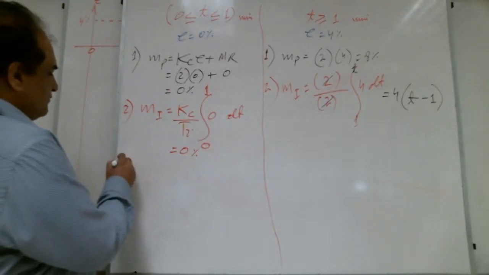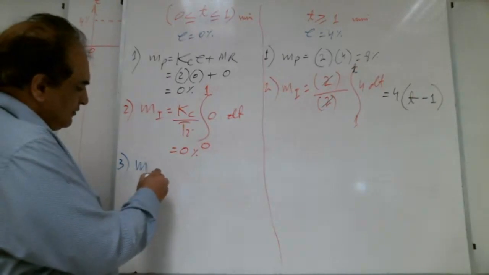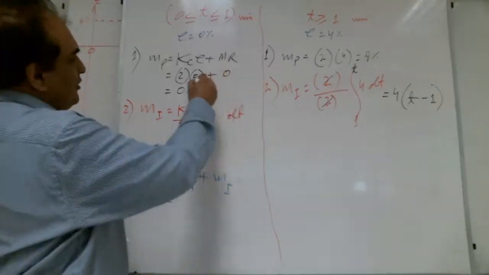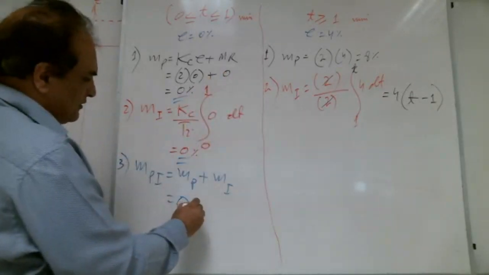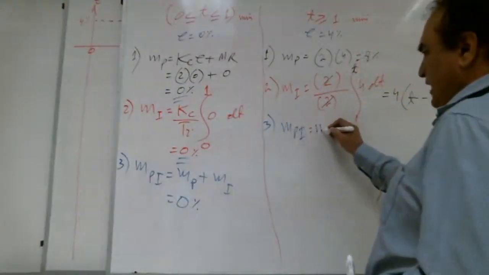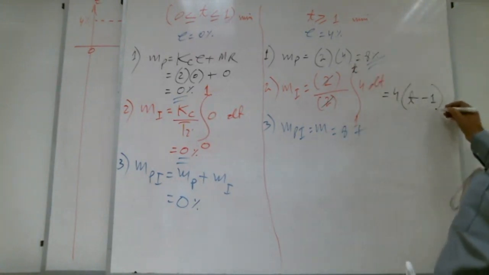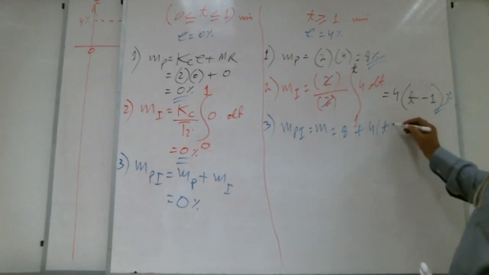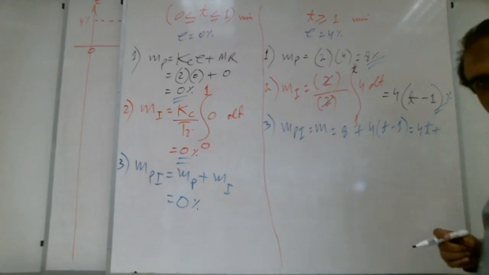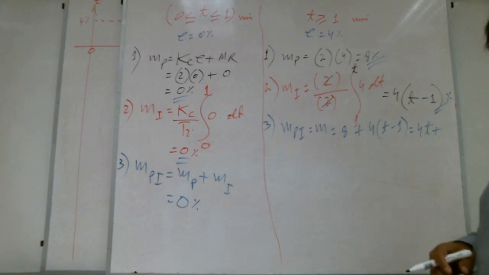Always the third step. Yes, Shabab, what is the third step? Very good. Find MPI: MP plus MI. Luckily, MP is 0 and MI is 0 here, so 0%. For the next part, MPI: MP is how much? 8, plus this one, 4 times T minus 1. How much above? 4T plus 4. Sorry, 4T minus 4.